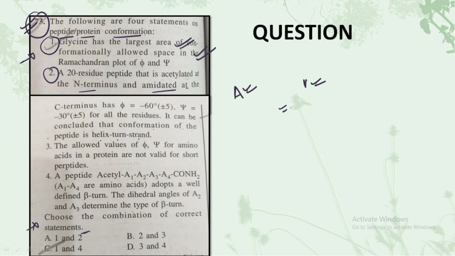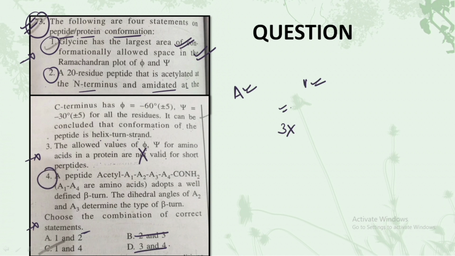Let's keep this on hold. Let's go to the third statement now. It says that the allowed values for phi and psi for the amino acids in a protein are not valid for a short peptide, which is an incorrect statement. Why? Because the length of the peptide does not matter in case of the values that we are focusing upon. Hence, third is an incorrect statement. So eliminate C from both of them.